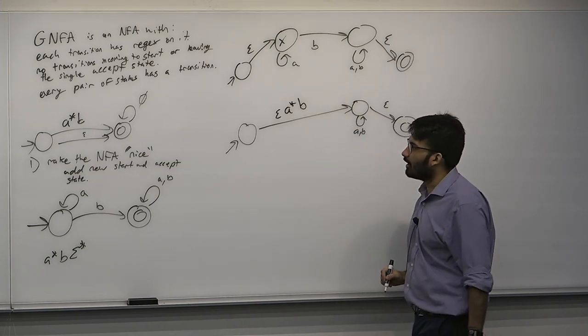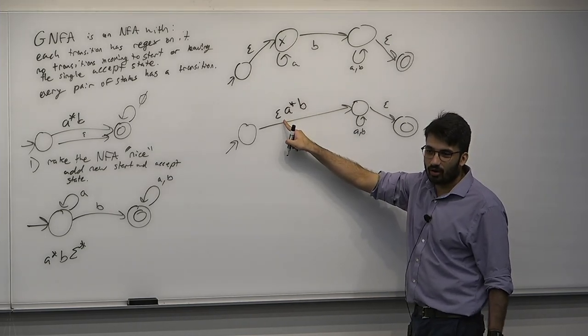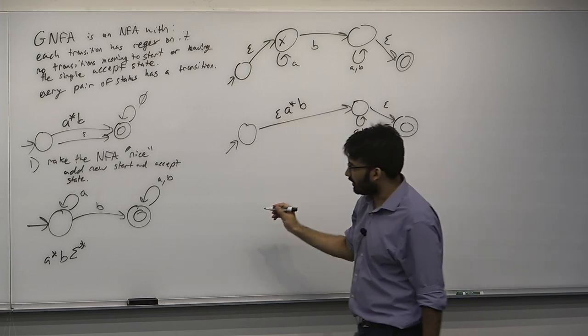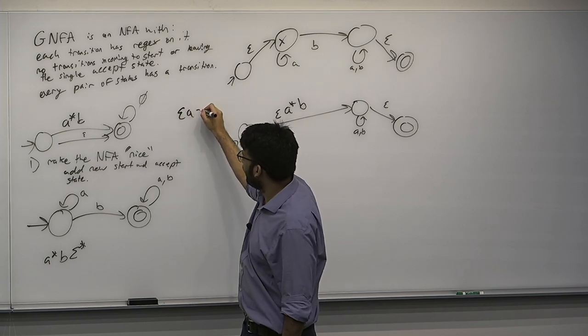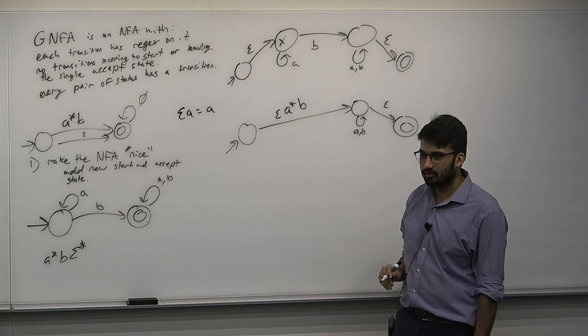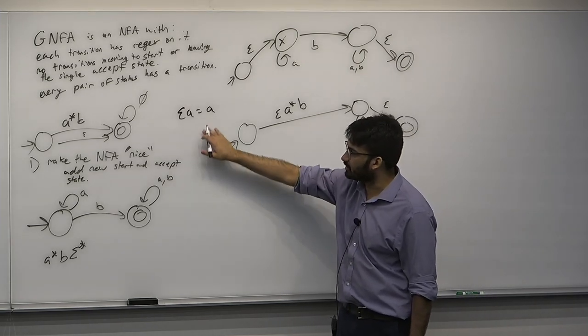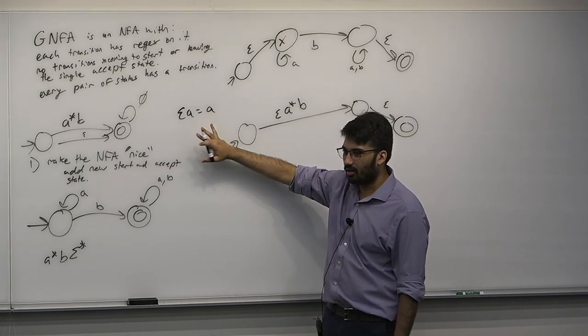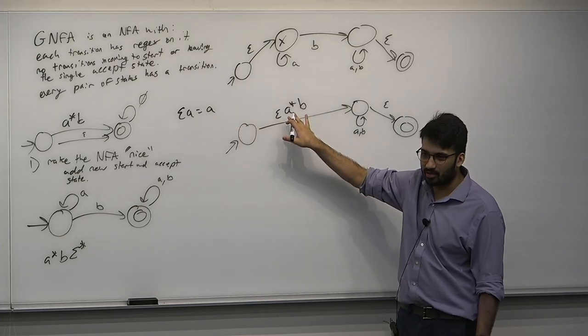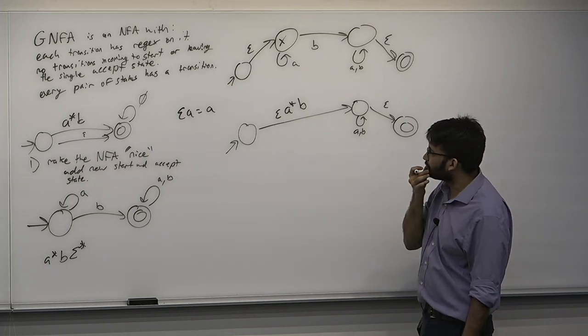Now, epsilon in a regular expression sometimes is not necessary. Why? As a string, in general, epsilon A is always equal to A. It's like multiplying by one or adding zero. It's an identity element of this algebraic object. So here we don't really need to write the epsilon, but I'm going to leave it just for correctness.